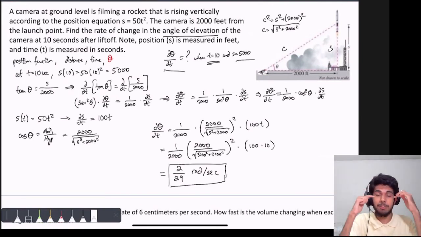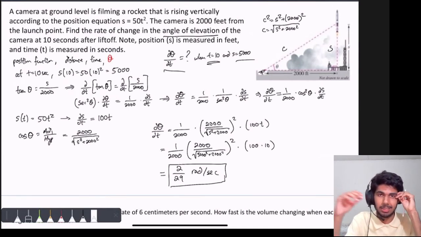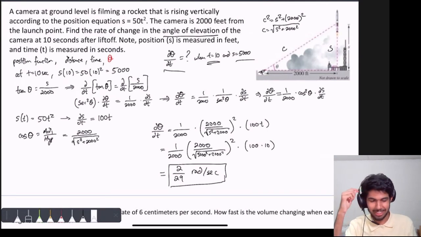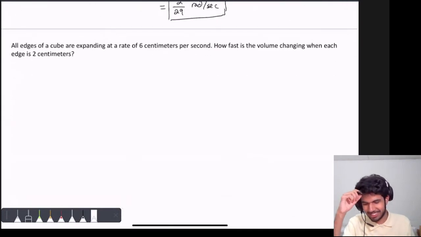Right? Think about it. If you were watching a rocket launch with your own eyes, your head doesn't move up all of a sudden super quickly. No, it'll take some time because you're so far away. And 2 over 29 radians is quite a small amount. I don't know the exact, maybe like 4 degrees, something like that. I think 4 degrees per second. So, yeah, there we go. That's another real world application, another grouping of words that's very difficult to say.